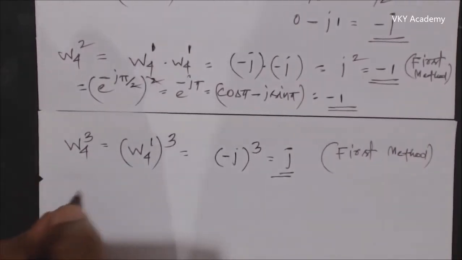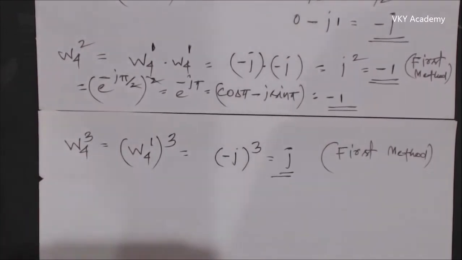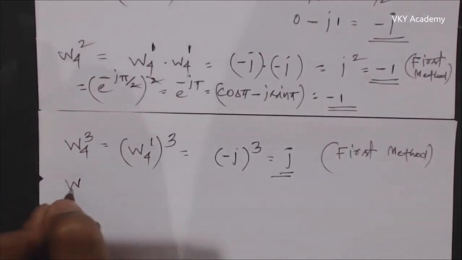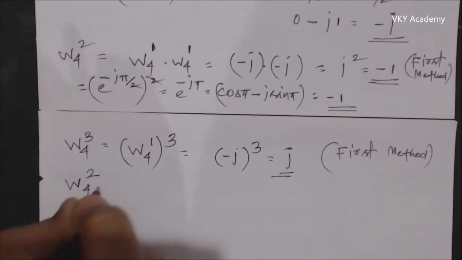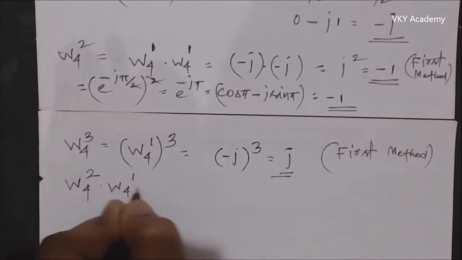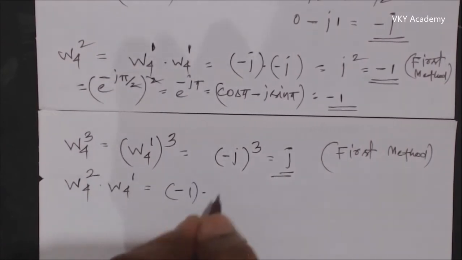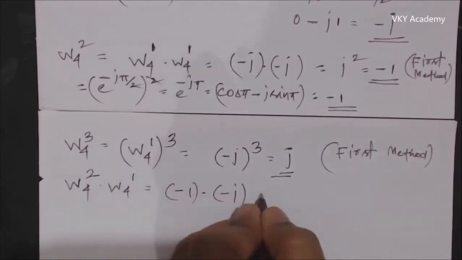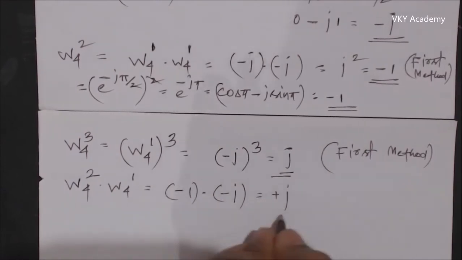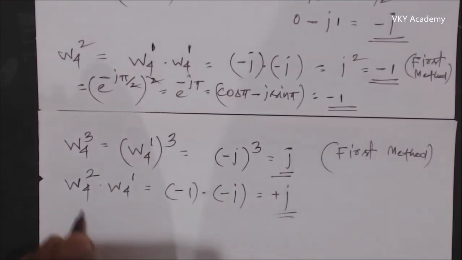Now we can also calculate the value of W4 to the power 3 as W4 to the power 2 dot W4 to the power 1. W4 to the power 2 is minus 1 and W4 to the power 1 is minus j, which is equal to plus j.